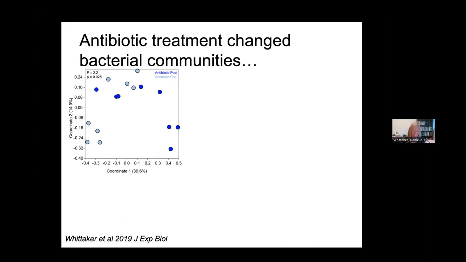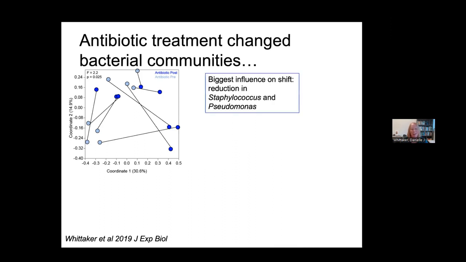So the closer they clump together, the more similar they are. But what changed here becomes even more obvious when we draw a line connecting the same birds before and after treatment. So you can see they all kind of shifted to the right along that coordinate 1 axis. What does that mean in real words? Well, when you look back statistically at what contributes to coordinate 1, we found that the birds that received antibiotics were showing a big reduction in 2 particular types of bacteria, Staphylococcus and Pseudomonas.